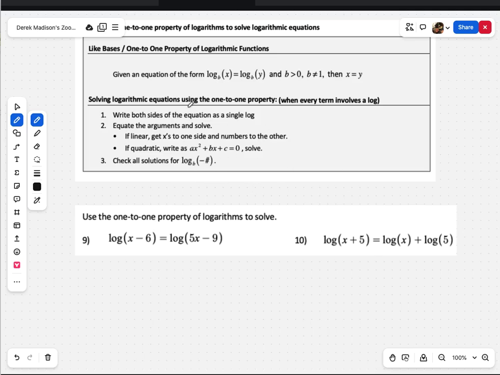So our goal here, if we have multiple logs, and this is how we spot when we can use this, is when we have an equation where every term has a log. We'll see some in a second where that's not the case. But we want to write it as a single log equals a single log, and then that lets us equate the arguments and solve the results.